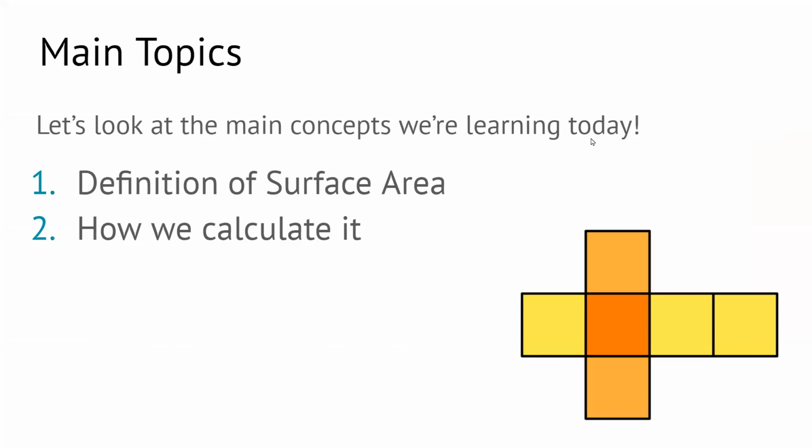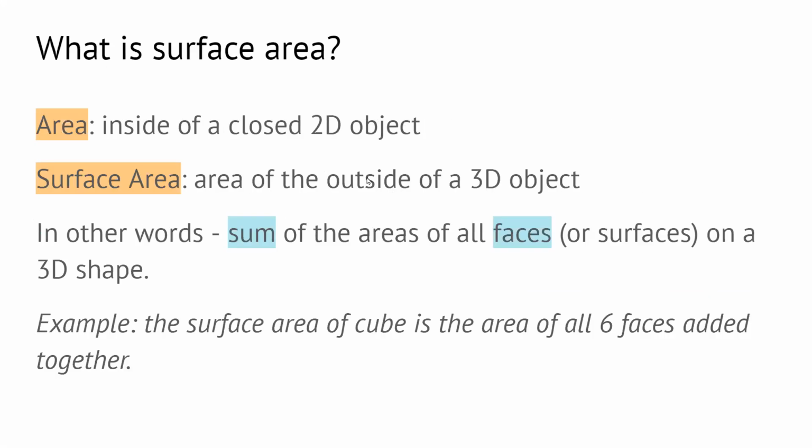Okay, so the main topics we're going to be learning today are the definition of surface area and how we calculate surface area. So what is surface area? Surface area is the area outside of a 3D object.